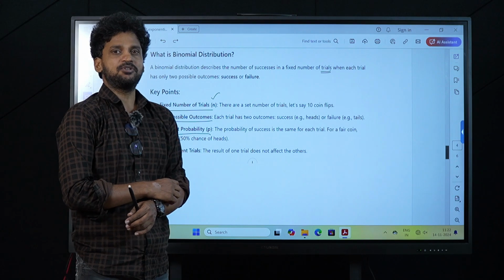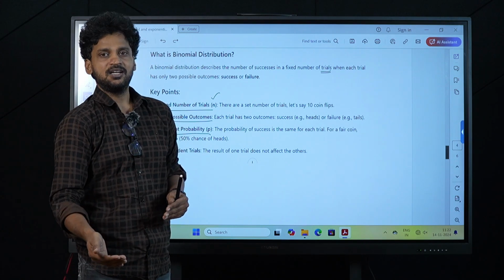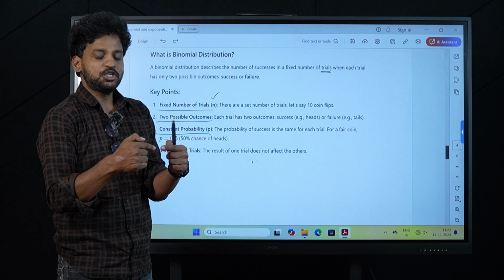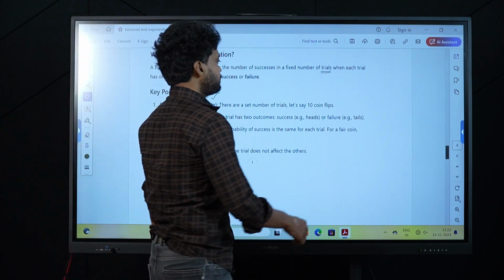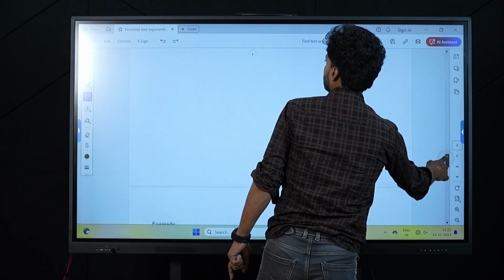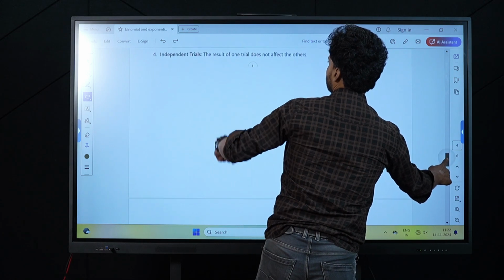That is what we need to remember with respect to constant probability. Constant probability is just 50%. Right now it is 50%, and next time also it is 50%. There is no relationship between each trial. It's independent of trials.